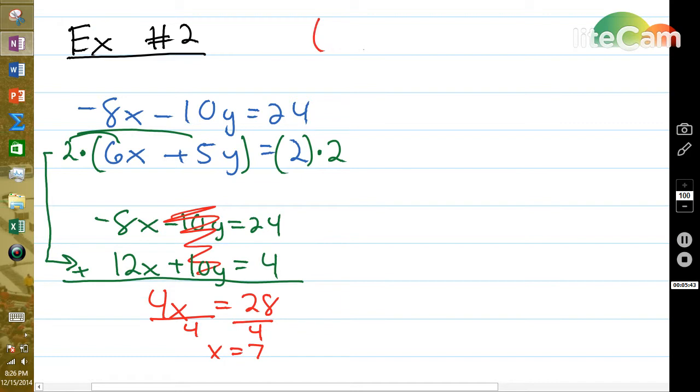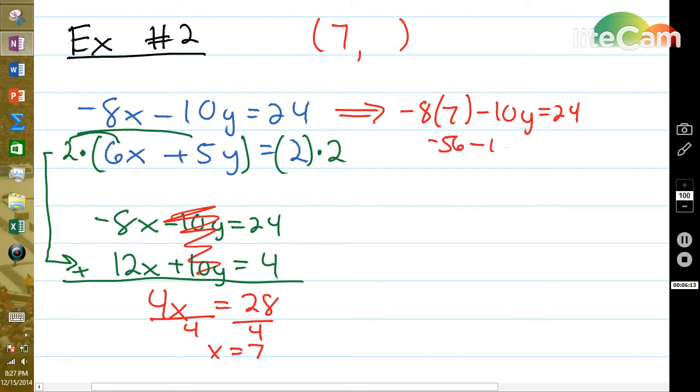So right now for my solution, I only have the x coordinate, the 7. In order to find the y, I need to plug x back into one of the equations. It does not matter which one of the three you have, just choose one. I'm going to choose this top one here, but again, it's arbitrary. You can choose any one you want. Plug in 7 for x. Negative 8 times 7 minus 10y equals 24. Negative 8 times 7 is negative 56, minus 10y equals 24.